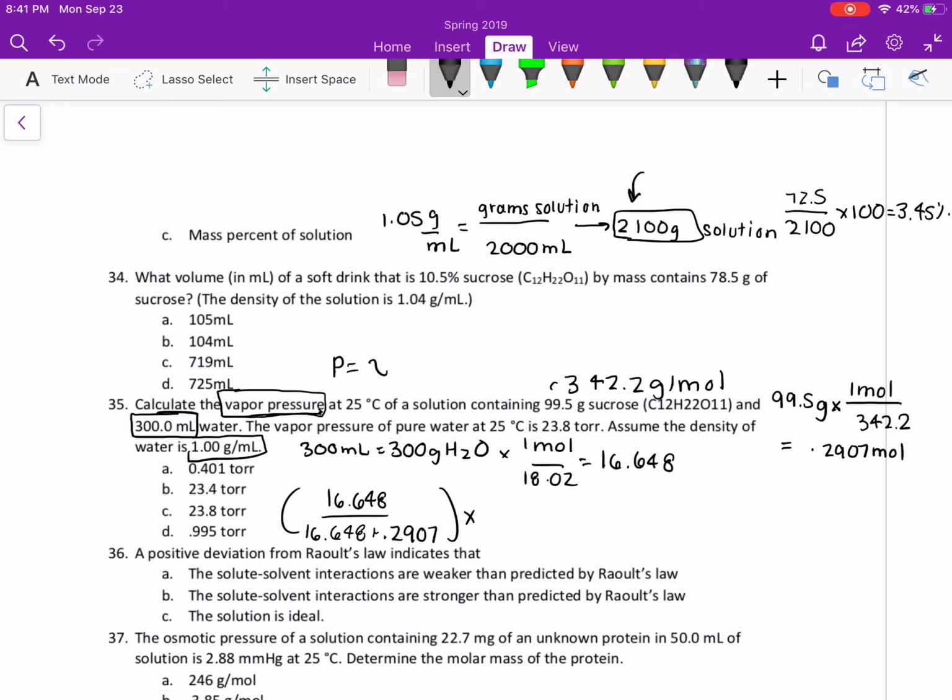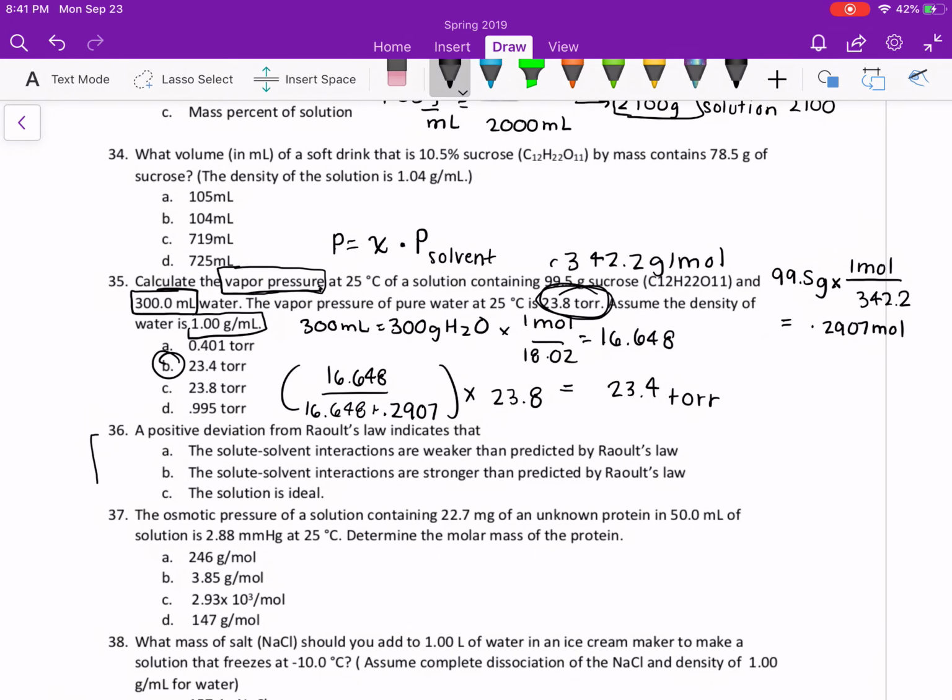pressure equals X, so that's the mole fraction times the pressure of the pure solvent. So I didn't write that out to begin with. But you multiply that by that pressure, this is the pure solvent, so it's going to be times 23.8. So when you divide and multiply those terms, you should get 23.4 torr. So that's B.